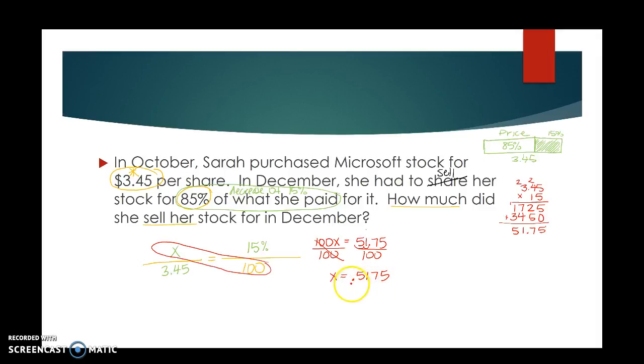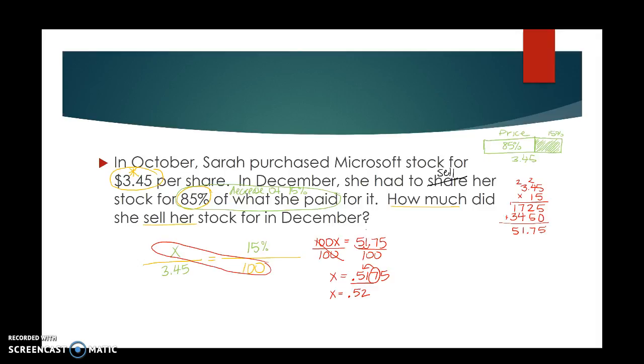Now, if we're talking about money, right, we want to deal with what? The tenths and the hundredths place. So let's look here and see if we need to bump it up or not. Is 7 a number 5 or greater? Yes. So we're going to say that x is 0.52. So have we solved the problem?